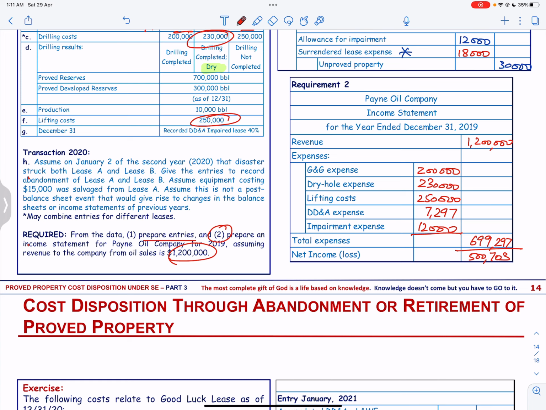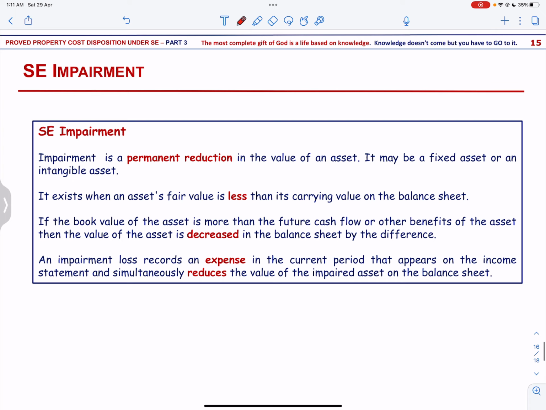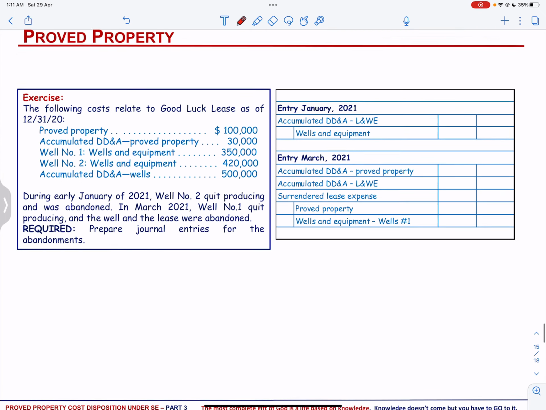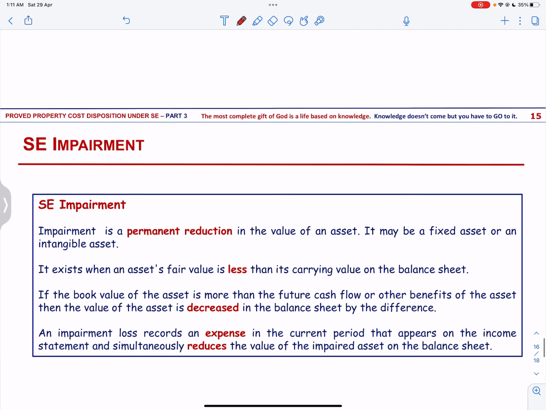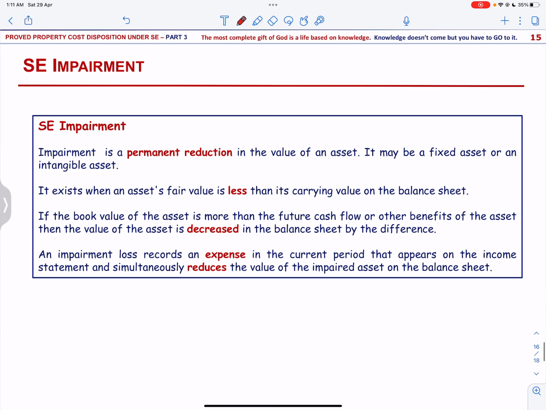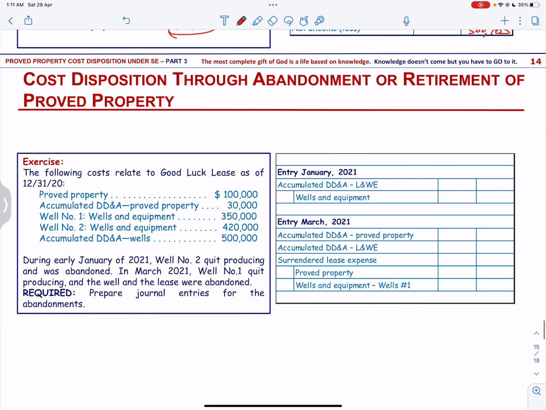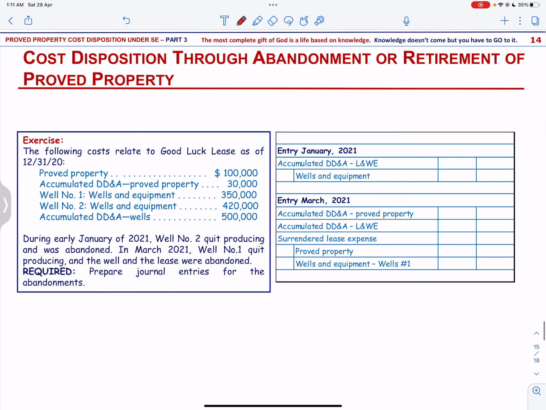Let us solve another exercise on cost disposition. Rather, we are going to start now talking about the impairment. Here is an exercise. The following costs related to Good Luck lease as of 31st December 2020 are given to us.